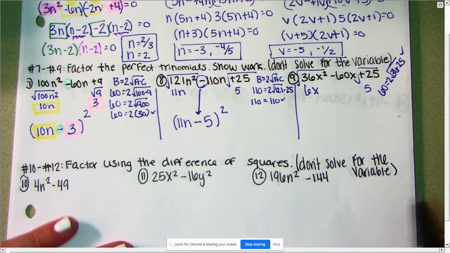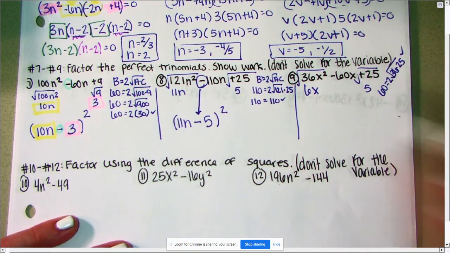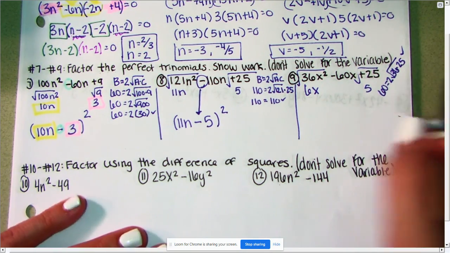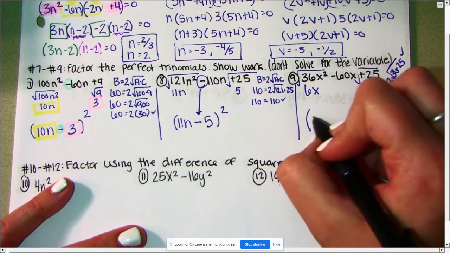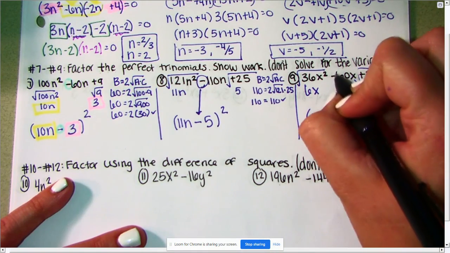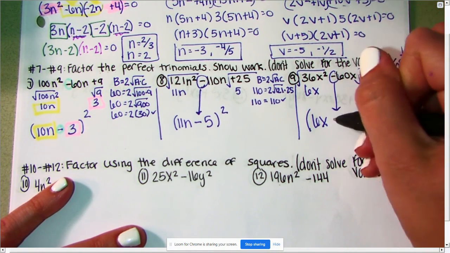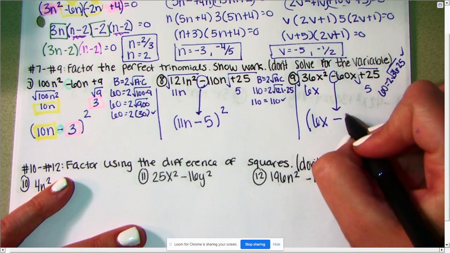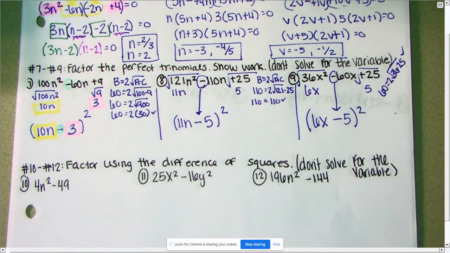Now I'm going to jump down here. Remember, the C value has to be positive because you have to square root it. So I'm going to jump down. First term is 6x. The sign of B is negative. Square root of 25 is 5, quantity squared. And you're finished.